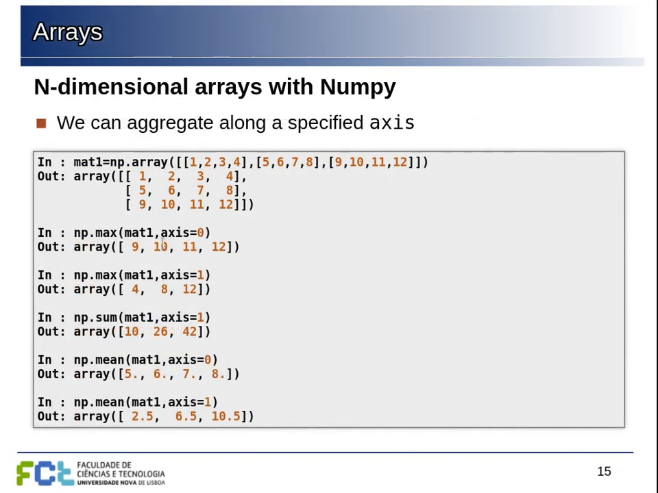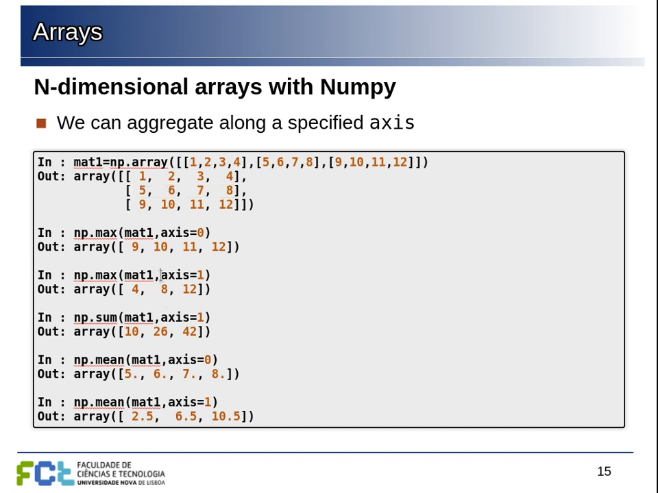But if we specify an axis, for example, the maximum with axis 0, it's going to compute the maximum in the direction of the first dimension of the matrix, which are the rows. So it's going down the rows, and it's going to compute the maximum for each column. Or the sum, for example, going along the columns, it's going to compute the sum for each row. This 10 here would be the sum of these elements, the 26 is the sum of these, and so forth. So by doing this, we can aggregate elements of the matrix along a specified axis.